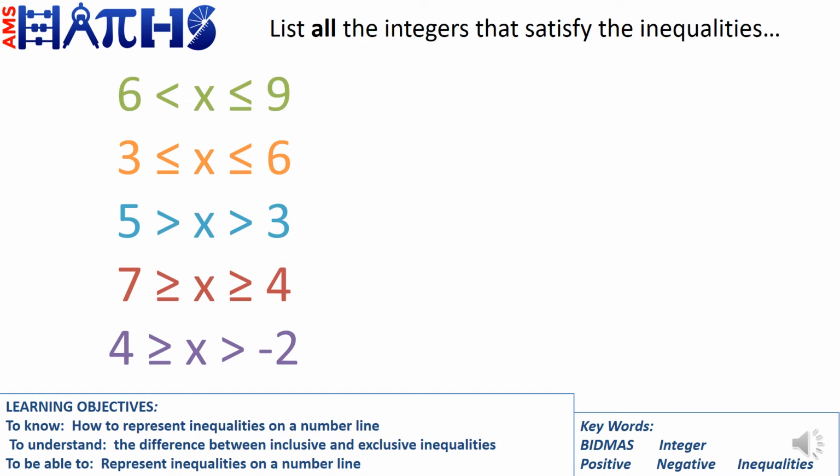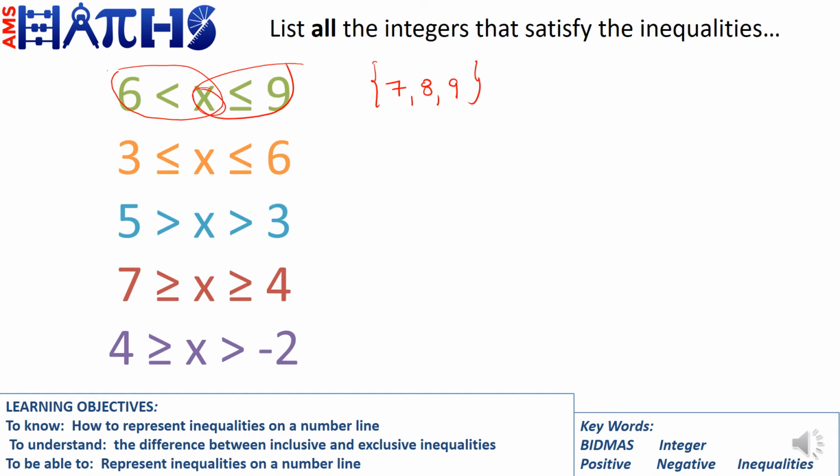Okay, so for our first one, we have that 6 must be less than x, and then x must be less than or equal to 9. So our values have to be 7, 8, and 9. Okay, so where we have x is bigger than 6, we see that, and also x is smaller than or equal to 9.